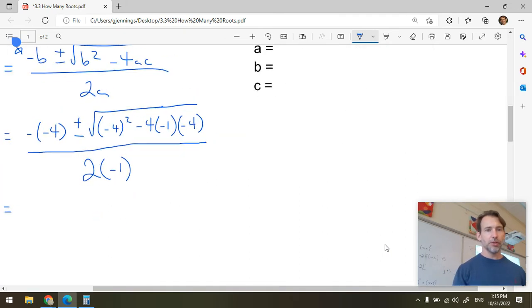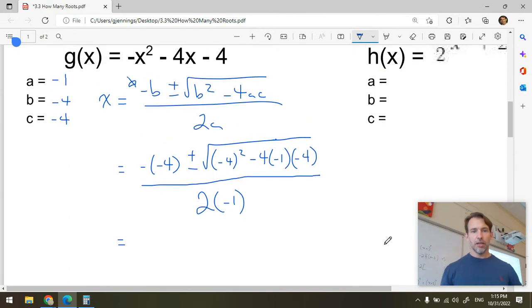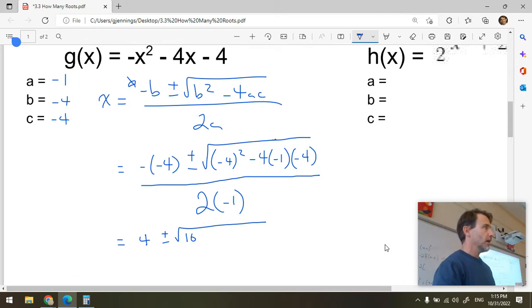This is going to be equal to negative negative 4 is just 4 plus or minus the square root of negative 4 squared is 16. And then over here, I do negative 4 times negative 1 times negative 4. I notice 3 negative signs. 3 is an odd number. So my answer as I multiply 3 negatives together will be negative. And 4 times 4 is 16. So this will be 16 minus 16 inside the square root, all over 2 times negative 1. So this is all over negative 2.